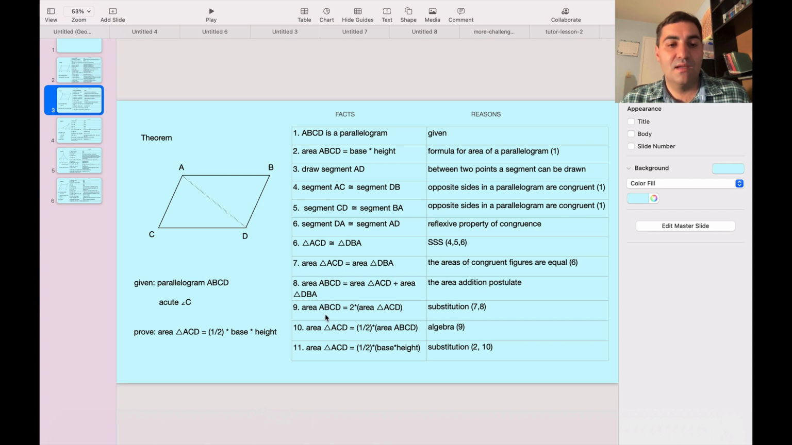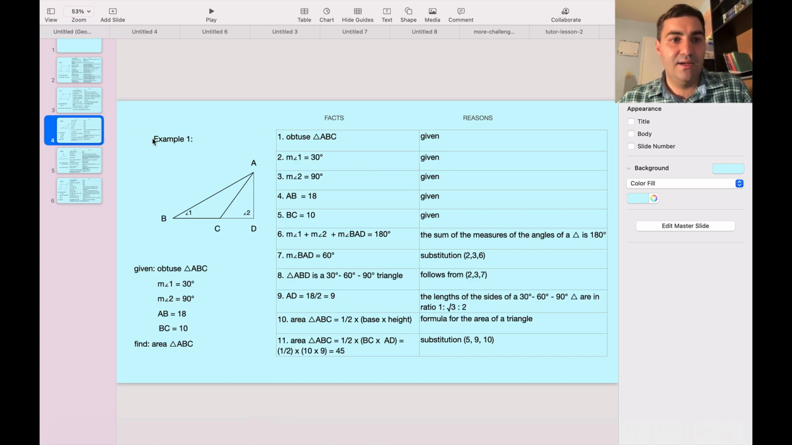We get area of parallelogram ABCD is equal to 2 times the area of triangle ACD, and then we can just divide by 2 on both sides to get area of triangle ACD is equal to 1/2 times area of ABCD. And we know the area of ABCD is base times height. So area of triangle ACD is equal to 1/2 times base times height. And that's going to be our formula for finding areas of triangles. So let's go on to our next slide here.